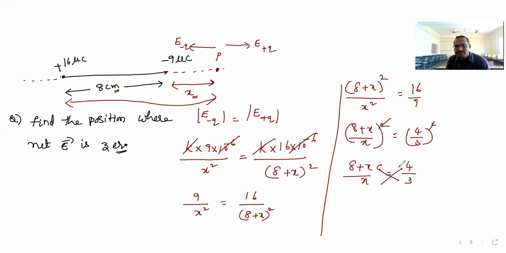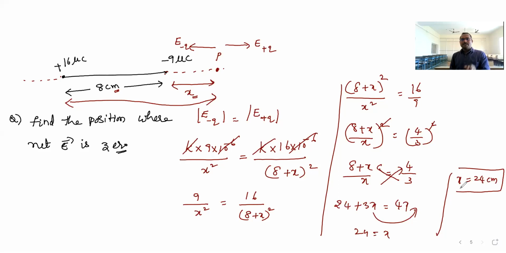Cross multiply it. You will get 8 3s are 24 plus 3x is equal to 4x. 3x on that side, you will get x. 24 is equal to x. That means x is equal to 24 centimeters. So net electric field will be 0 at a distance of 24 centimeter from minus 9 microcoulomb charge. Yes, this will be the answer. Good.